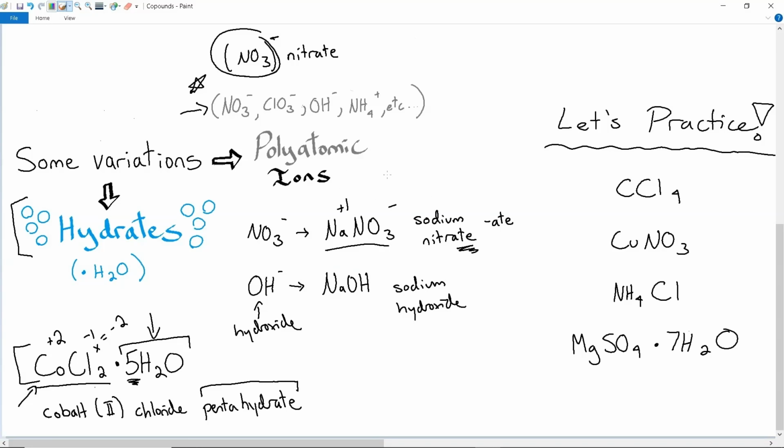Okay, we've done a lot already. Let's see if we can summarize things with some practice. First one right here, carbon and chlorine. I know right off the bat this is a covalent compound because we have 2 nonmetals. And I've only got 1 carbon, so I don't need a prefix for that. This is going to be carbon tetrachloride.